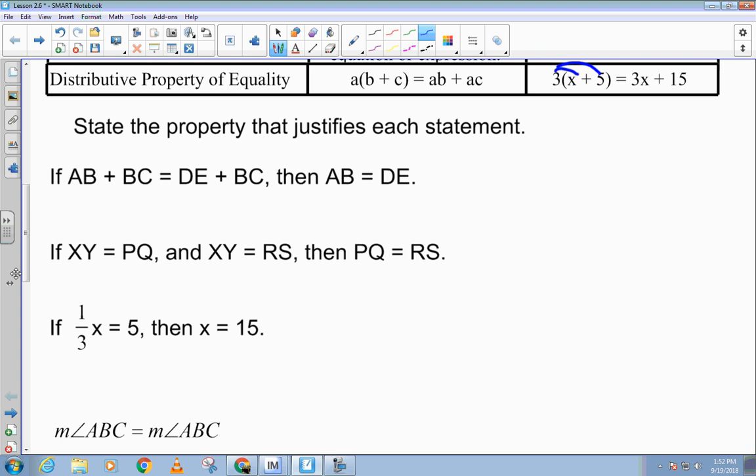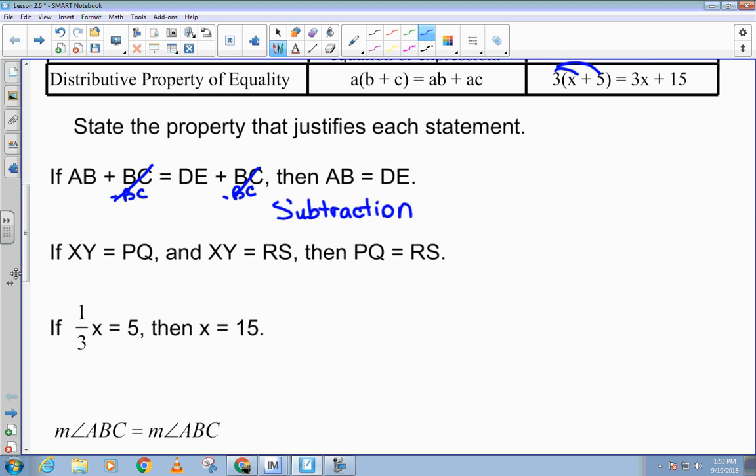So we have AB plus BC equals DE plus BC. Then AB equals DE. What did they do to the if to get to the then? They subtracted BC from both sides. Whatever you do to one side, you do to the other. And when they did that, they got AB equals DE. So that is subtraction.